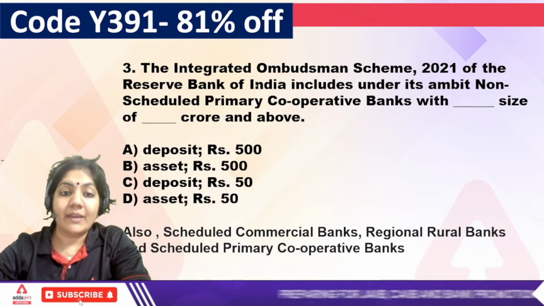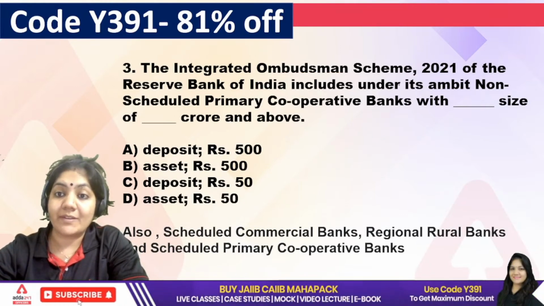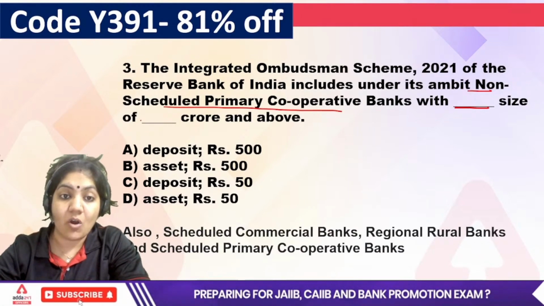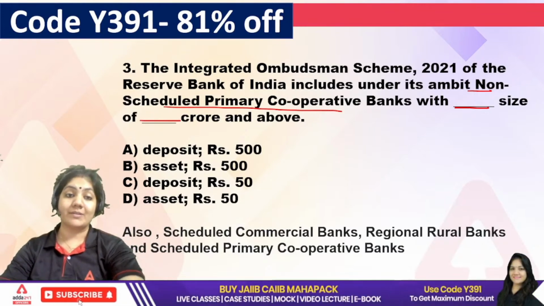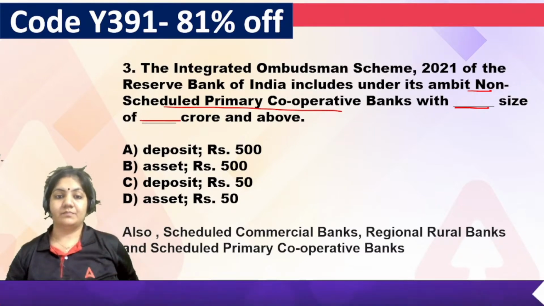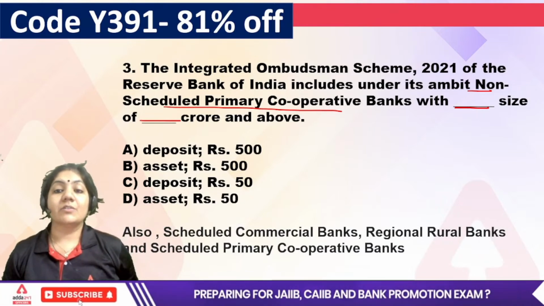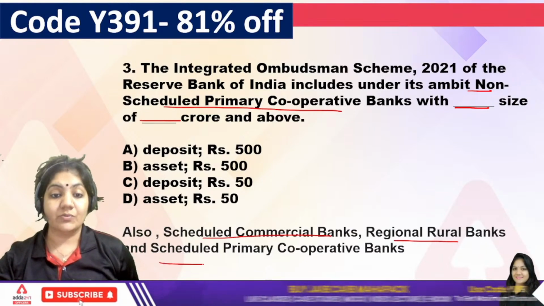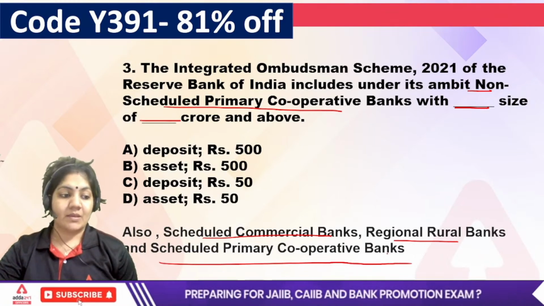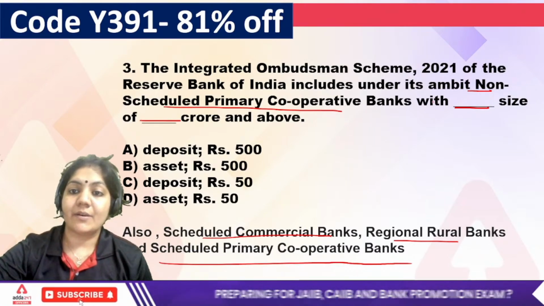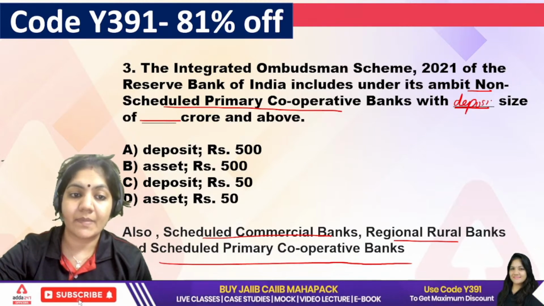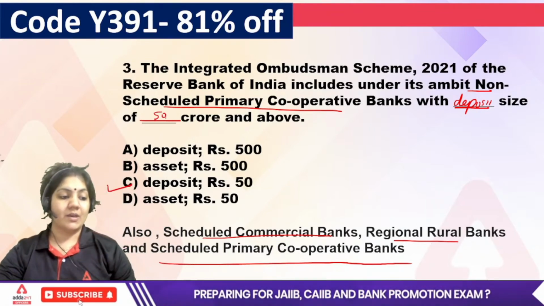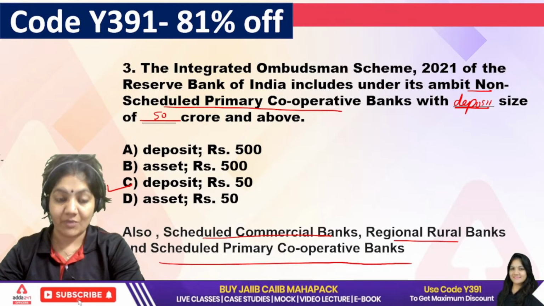Okay, next. The Integrated Banking Ombudsman Scheme of the Reserve Bank of India includes within its ambit non-scheduled primary cooperative banks with dash size of dash crore and above. This is important. This thing you have to learn. Not only does it include non-scheduled cooperative banks, it also includes scheduled commercial banks, RRBs, and scheduled primary cooperative banks. So you have to learn that the banks with deposit size 50 crore and above. Third one, C is the right answer. Okay, you have to learn this thing.